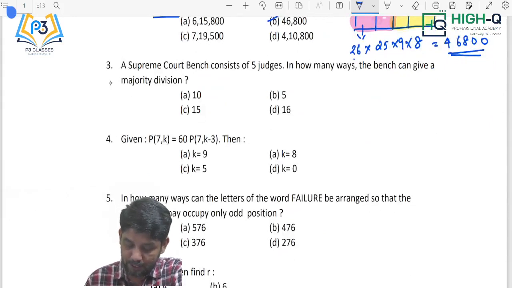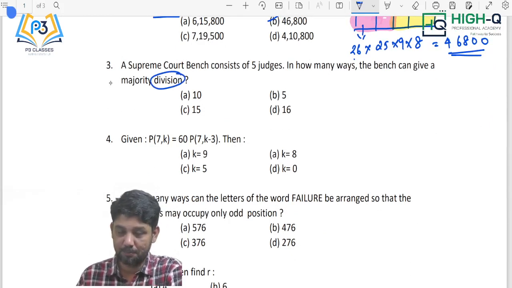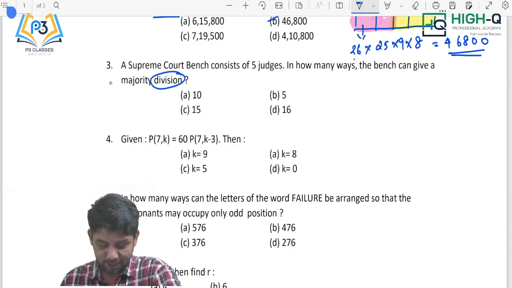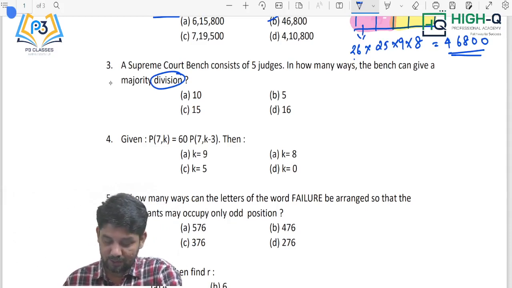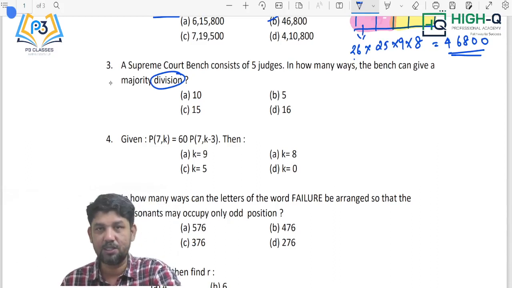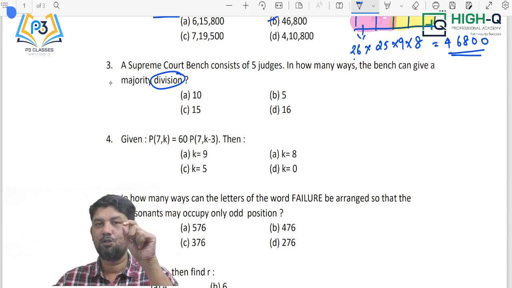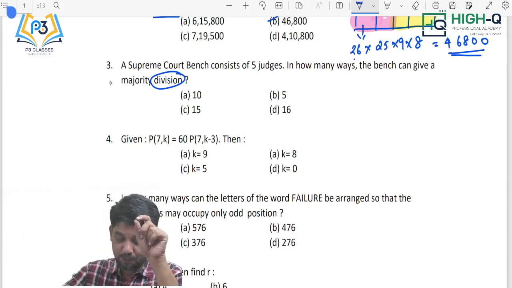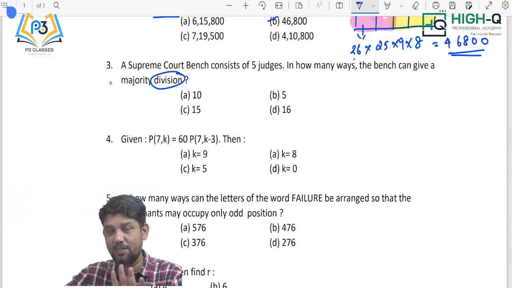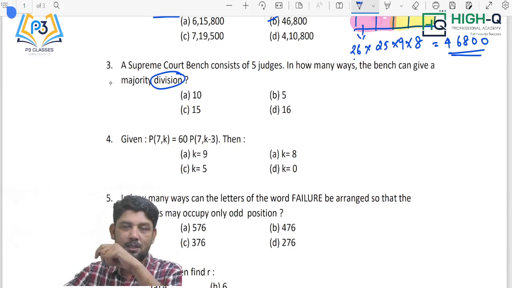Next. A Supreme Court bench consists of 5 judges. In how many ways can the bench give a majority decision? It is not division, it is majority decision. Out of 5, what is the majority? 3. Even if, out of 5 judges, a bare minimum of 3 judges favor one decision, that is the verdict.